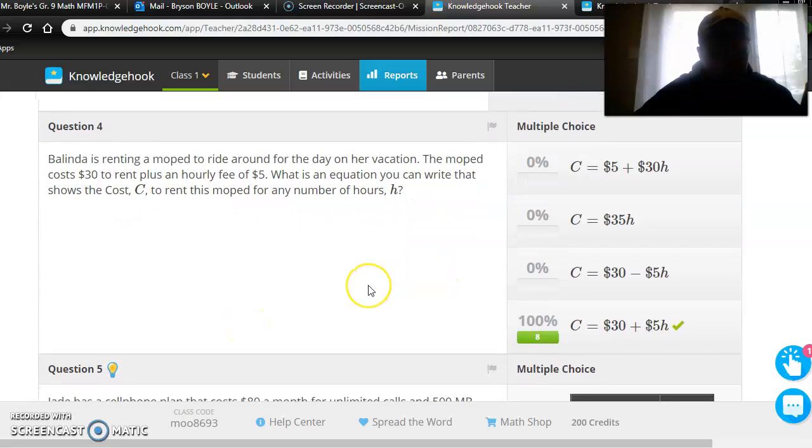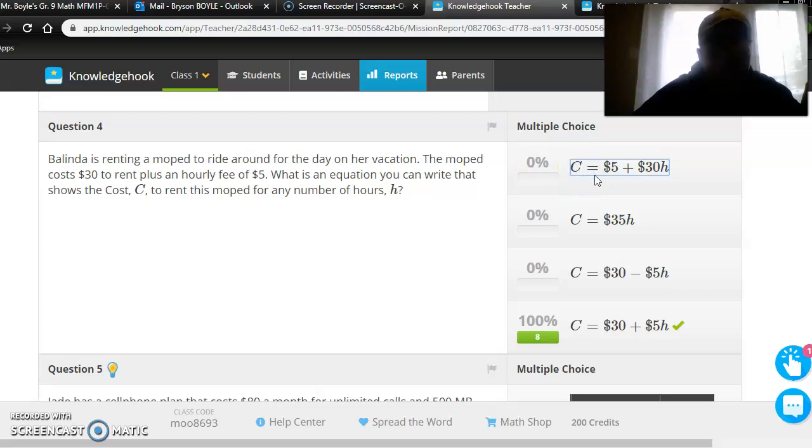This one's more of an equation form, right? So Belinda's renting a moped to ride around for the day on her vacation. The moped costs $30 to rent plus an hourly fee of $5. What is an equation you can write that shows the cost, right? So the cost, that's the same as our y. Our y equals whatever. That's our c.